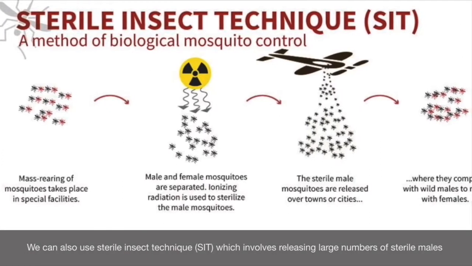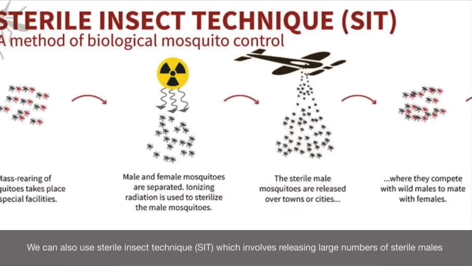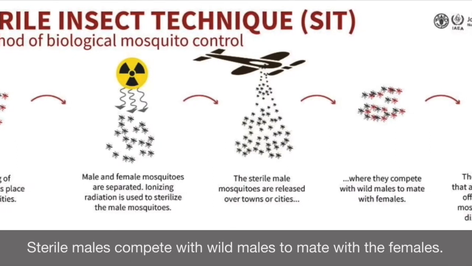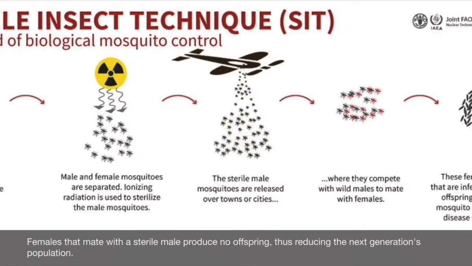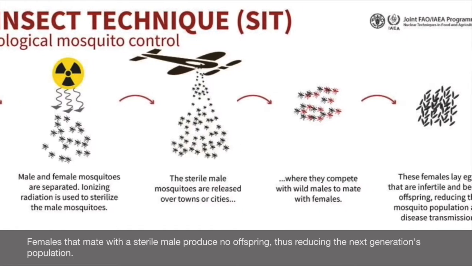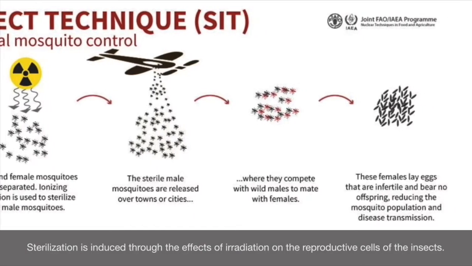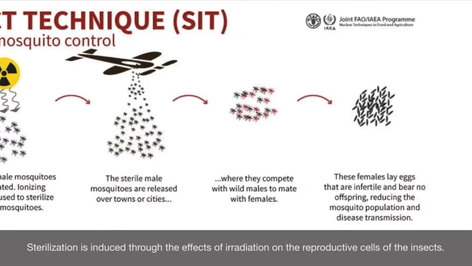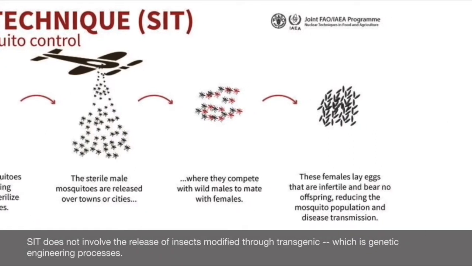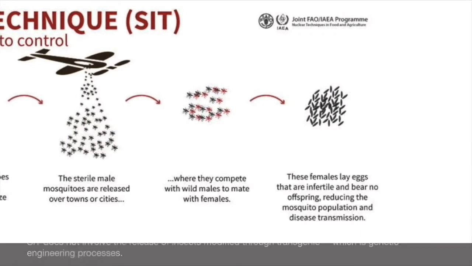We can also use sterile insect technique, SIT, which involves releasing large numbers of sterile males. Sterile males compete with wild males to mate with the females. Females that mate with a sterile male produce no offspring, thus reducing the next generation's population. Sterilization is induced through the effects of irradiation on the reproductive cells of the insects. SIT does not involve the release of insects modified through transgenic, which is genetic engineering processes.